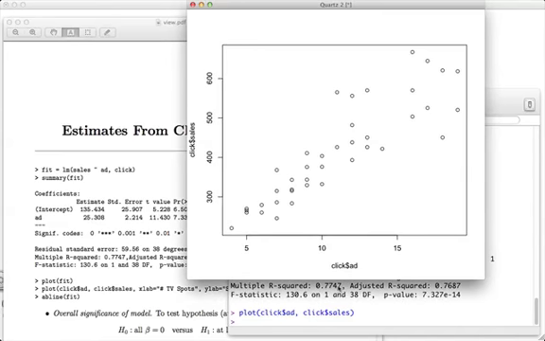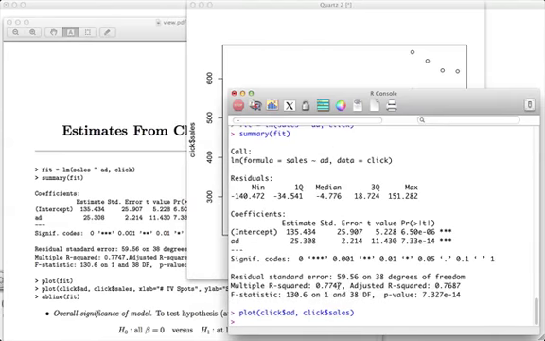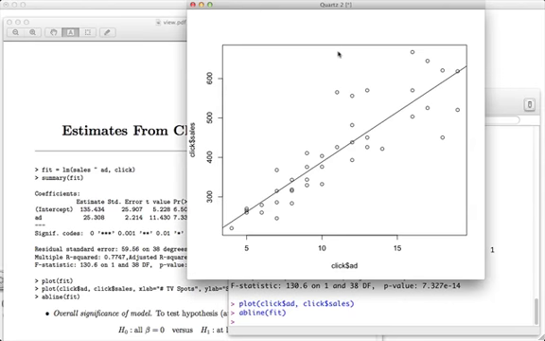We can superimpose a regression line by saying abline(fit). So fit is that fitted object. And so now we can actually see that regression line, and we know that the intercept is 135 and the slope is about 25. And what we observe from the scatter plot is that it gives a pretty good fit to the data. This line passes pretty much through the center of that scatter. So this is not bad.